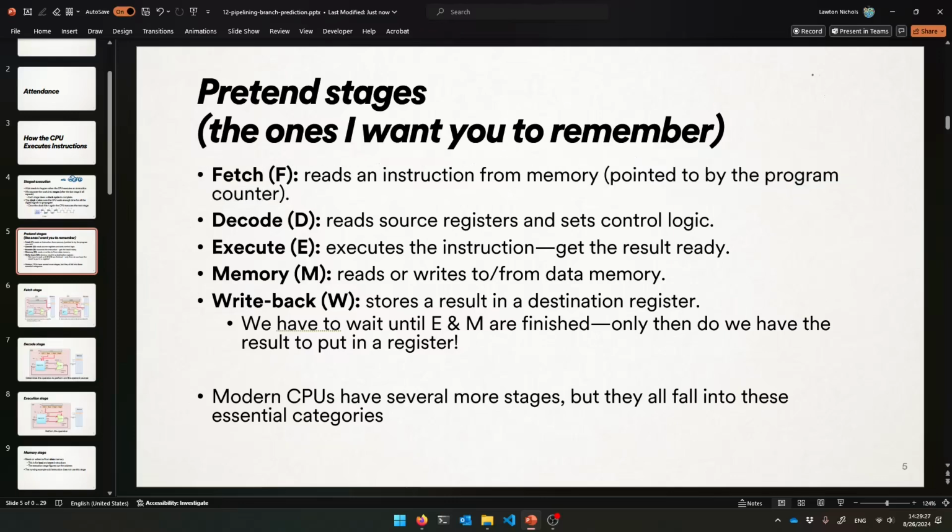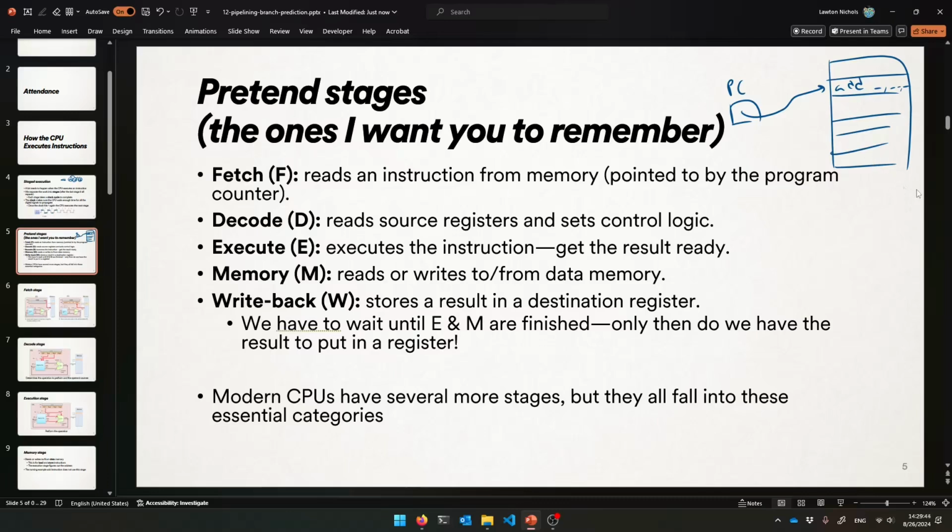Remember, PC is a register. It's holding the address of a place in memory. Let's say it's pointing here, and that's where the add instruction is. Add blank into blank, blank, blank. Okay, so that's what it's doing.